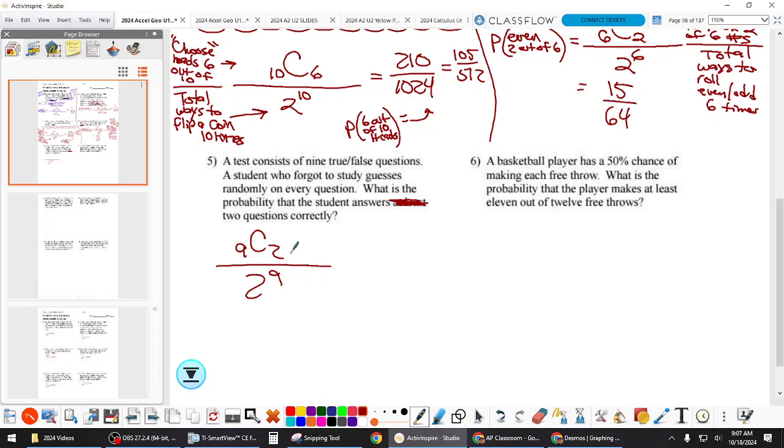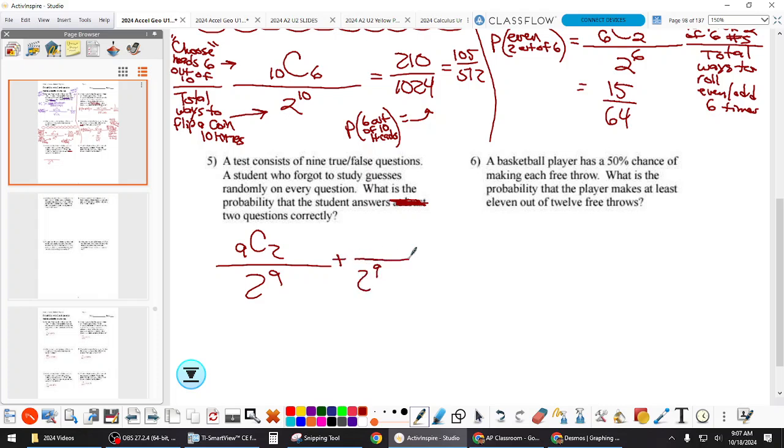Are those mutually exclusive? Yes, technically getting 2 is mutually exclusive from getting 3, right? They're not the same thing. So what do we do when we have OR probability and mutually exclusive? Add them up. That's adding, right? So what would the next one say?